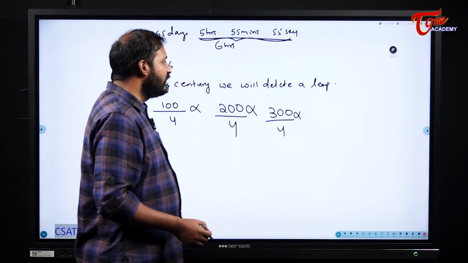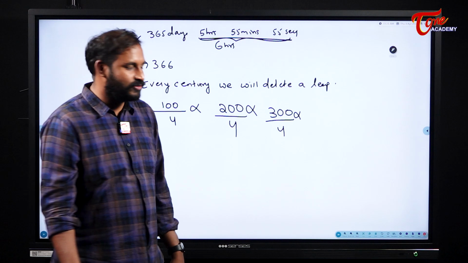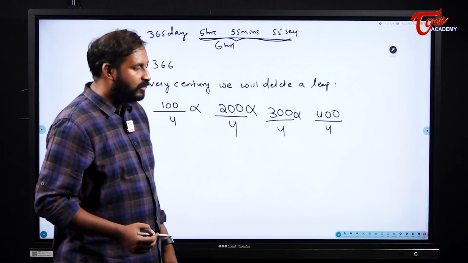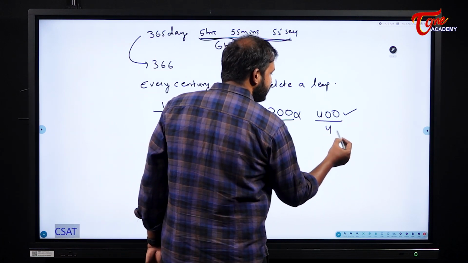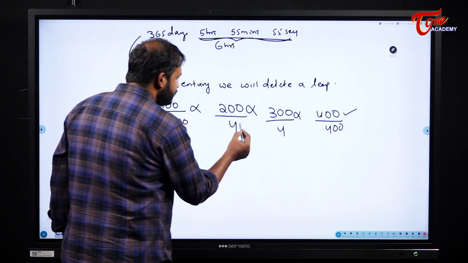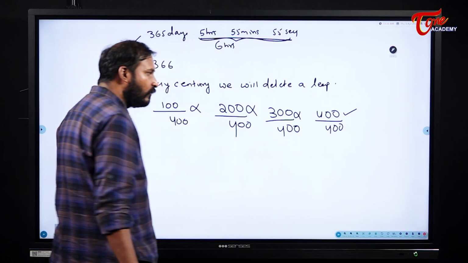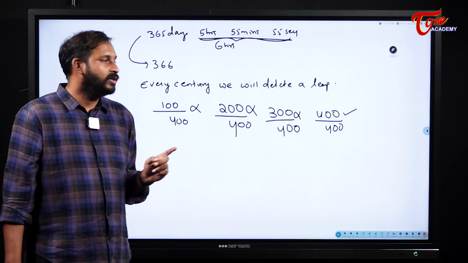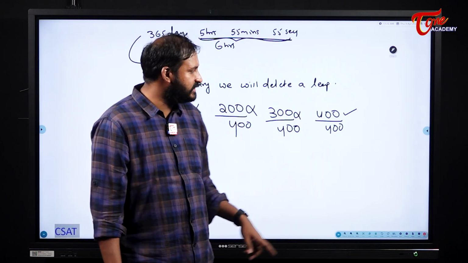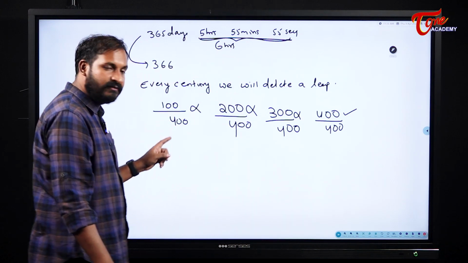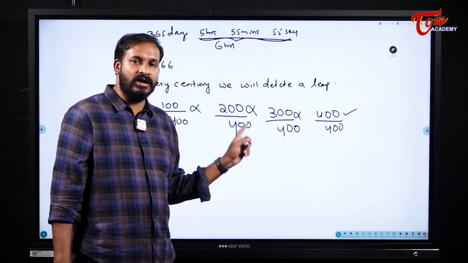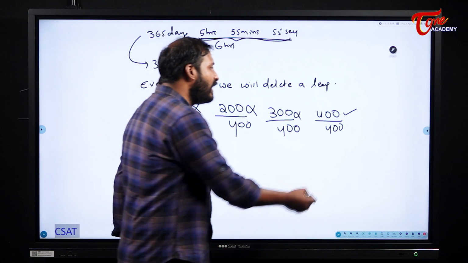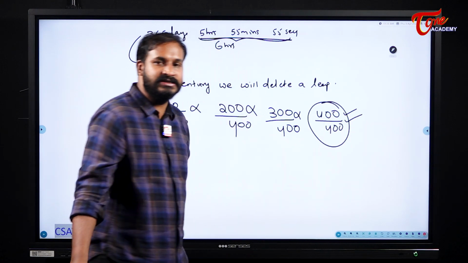But see here students, while doing so we are also deleting one more additional day. So to compensate that, every 400th year is a leap year. So 400 is a leap year. The reason is, in the case of centuries, instead of dividing the given year by 4, we will divide it by 400. If the century is divisible by 400, then it is a leap year, else not a leap year. 100 is not divisible by 400, so it is not a leap year. 200 is not divisible by 400, so that is not a leap year. 300 is not divisible by 400, so that is not a leap year. But 400 is divisible by 400, so 400 is a leap year.